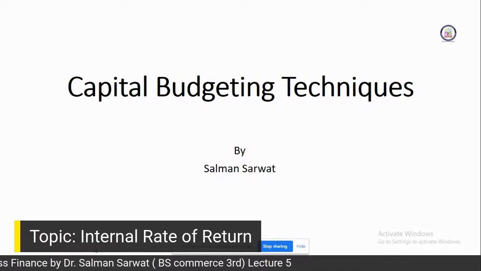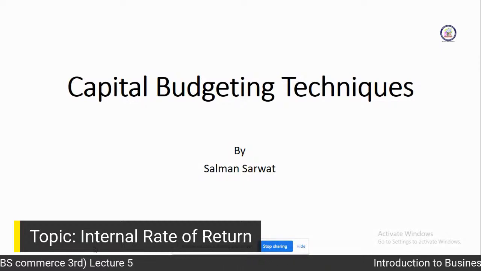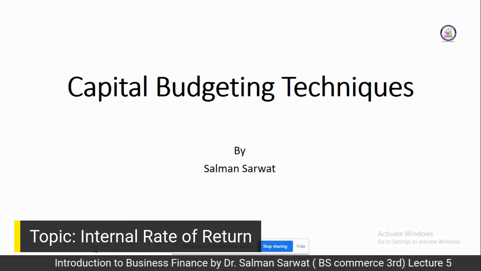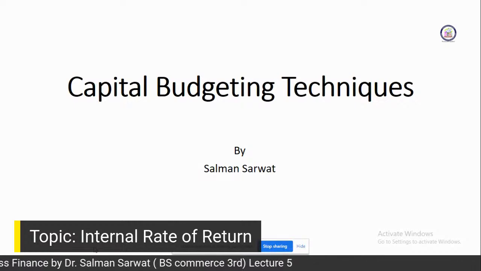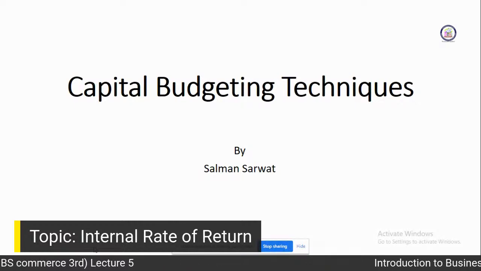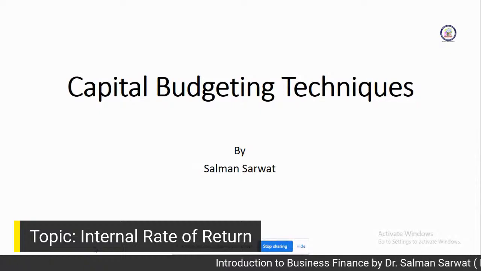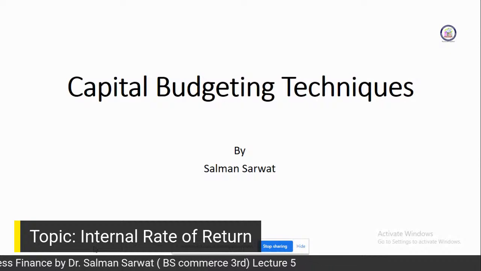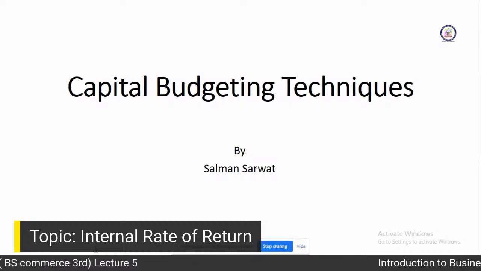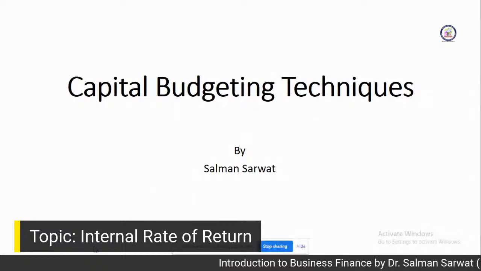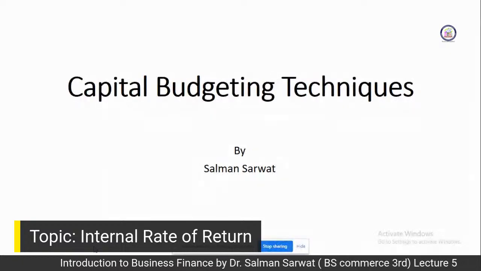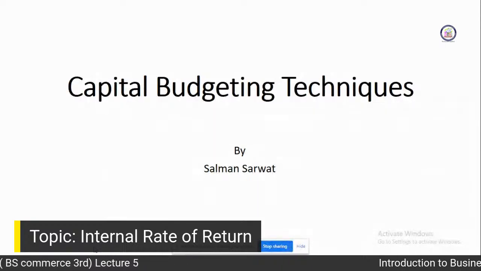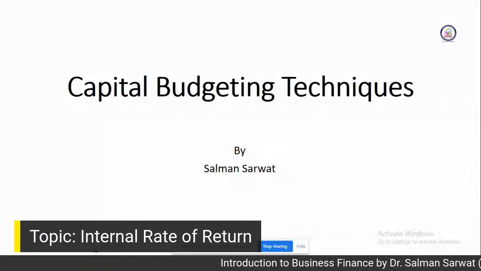We will be continuing our topic capital budgeting technique as we were discussing in the last class. Today we are going to discuss internal rate of return (IRR). Previously we have discussed net present value. We have discussed profitability index. These were related to the discounted capital budgeting techniques. We have also discussed payback period and discounted payback period, and we started with the accounting rate of return. So these are all the techniques which we have discussed in our previous classes.